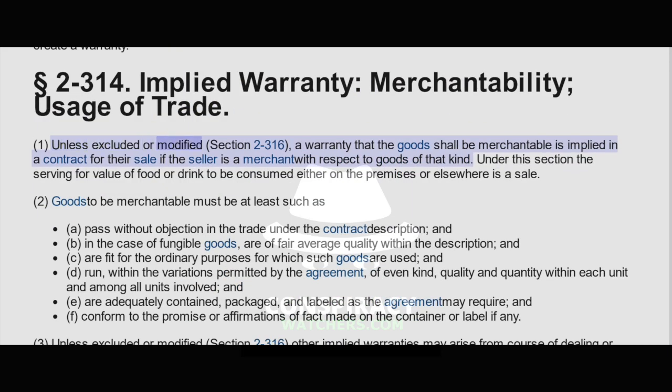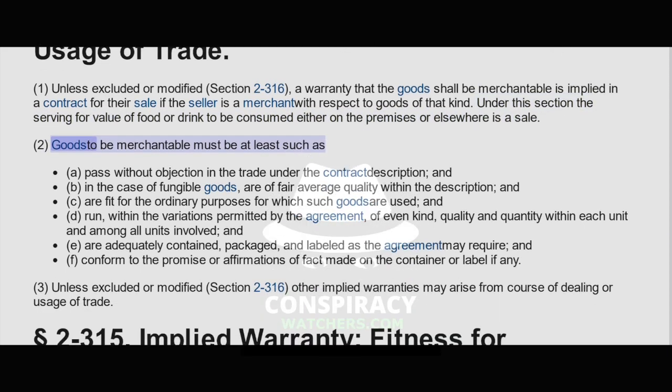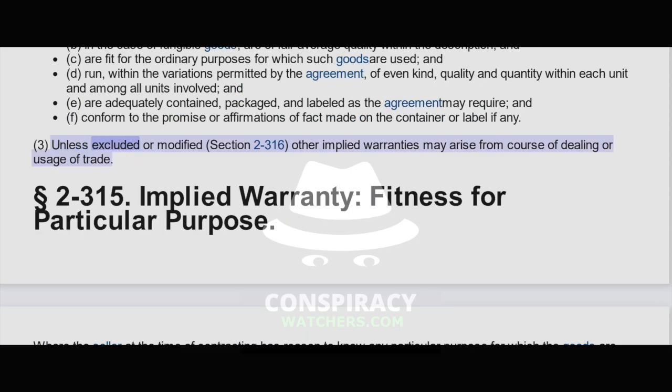Unless excluded or modified, a warranty that the goods shall be merchantable is implied in a contract for their sale if the seller is a merchant with respect to goods of that kind. Under this section, the serving for value of food or drink to be consumed either on the premises or elsewhere is a sale. Goods to be merchantable must be at least such as pass without objection in the trade under the contract description, and in the case of fungible goods, are of fair average quality within the description, and are fit for the ordinary purposes for which such goods are used, and run, within the variations permitted by the agreement, of even kind, quality and quantity within each unit and among all units involved, and are adequately contained, packaged, and labeled as the agreement may require, and conform to the promise or affirmations of fact made on the container or label if any. Unless excluded or modified, other implied warranties may arise from course of dealing or usage of trade.